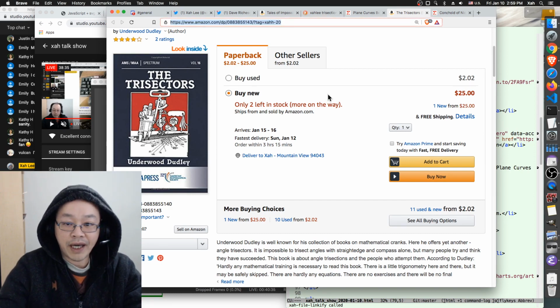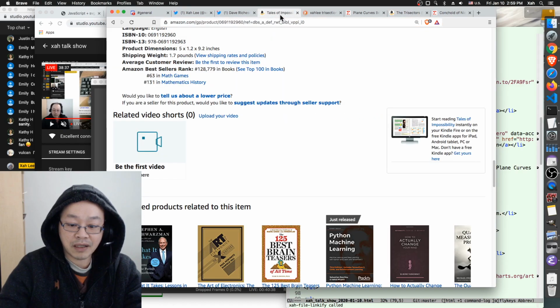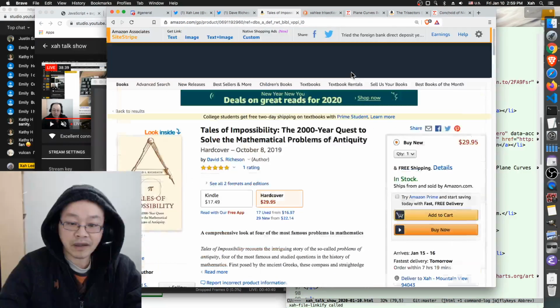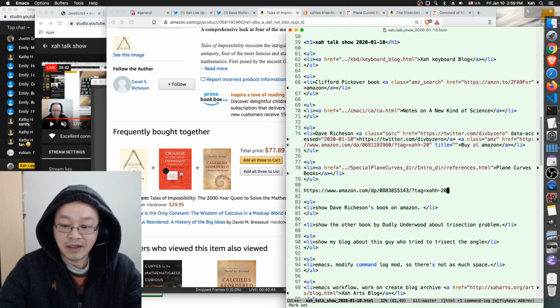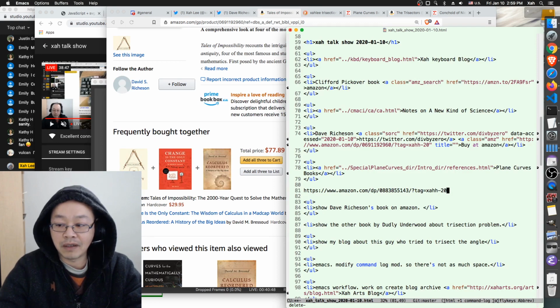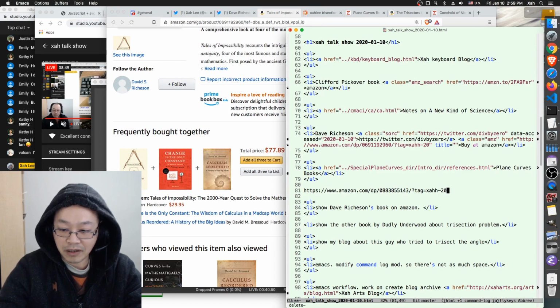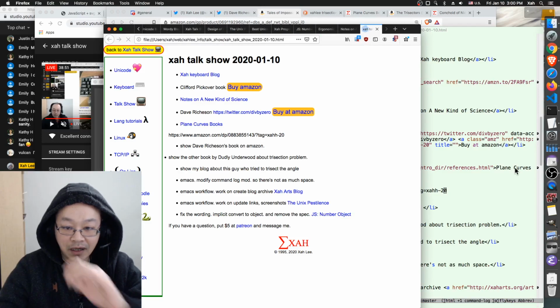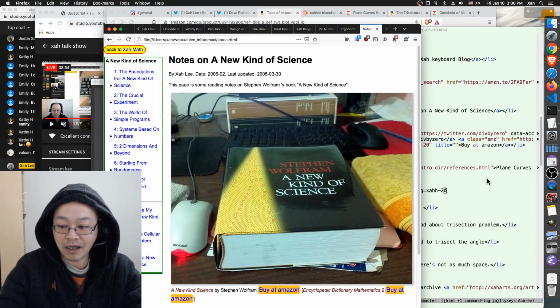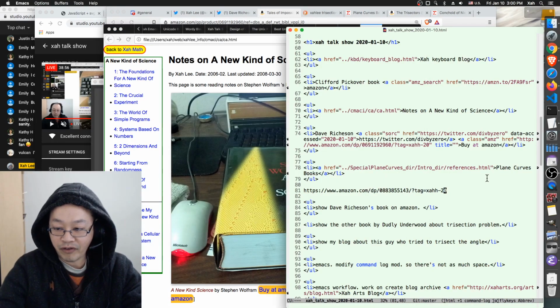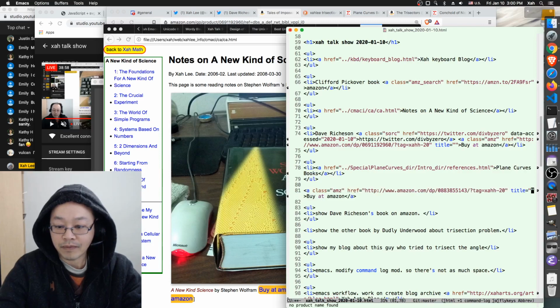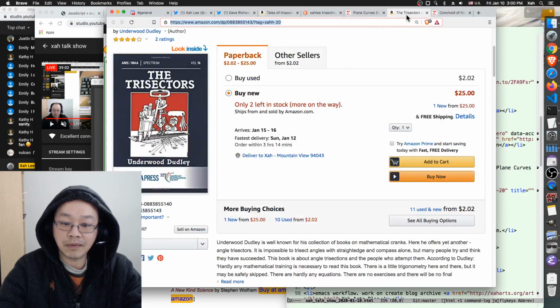In the same way, this Tales of Impossibility book you can also read. I don't think you need a degree. So they are real math popularization books. Meanwhile, they are real mathematics, not like the Clifford Pickover book. So actually, let me tell you. Okay, so this book.